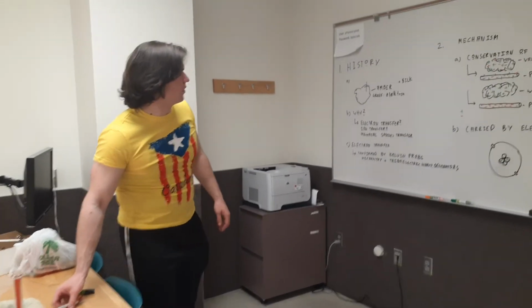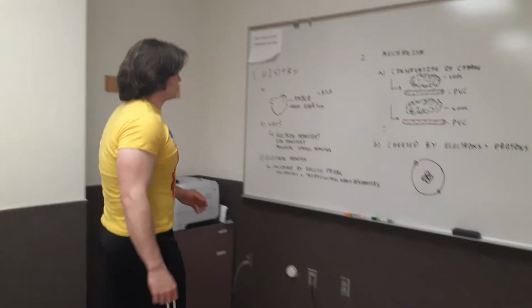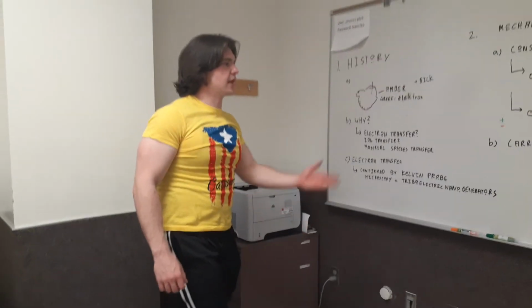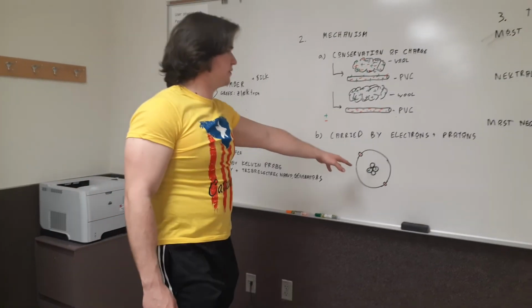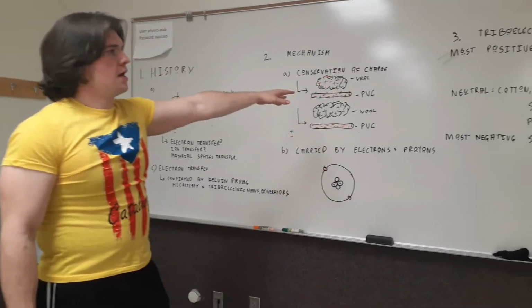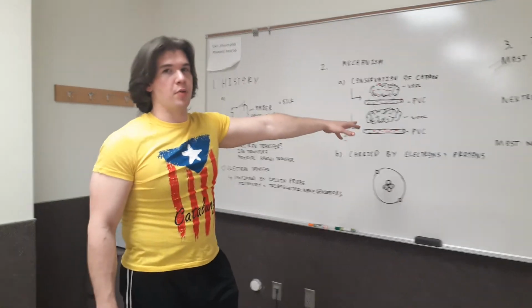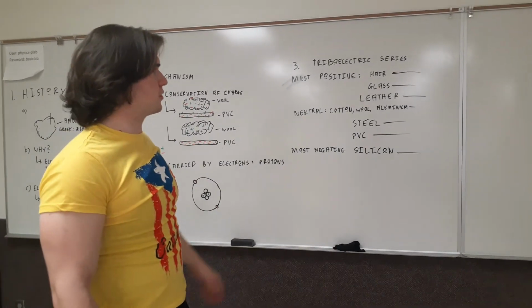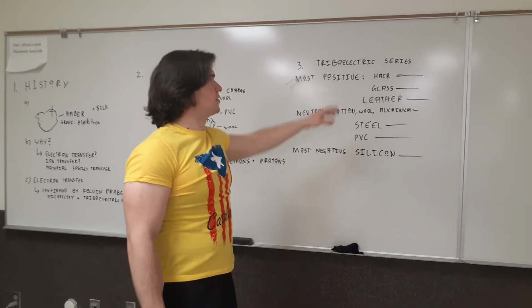All right, I hope you guys learned something today. We've come a long way from rubbing amber on a piece of silk. We now understand that it's the electrons being stripped off of the atoms and being transferred to another material that causes the triboelectric effect, and we're able to quantify exactly how strong this effect will be by placing different materials on the triboelectric series.